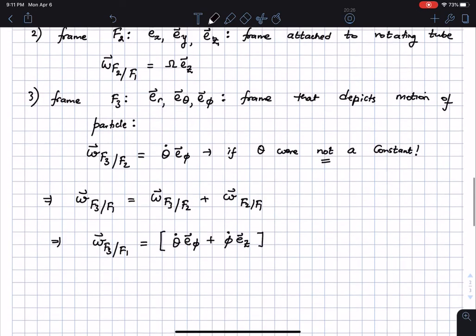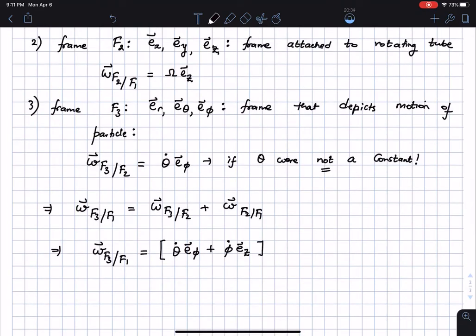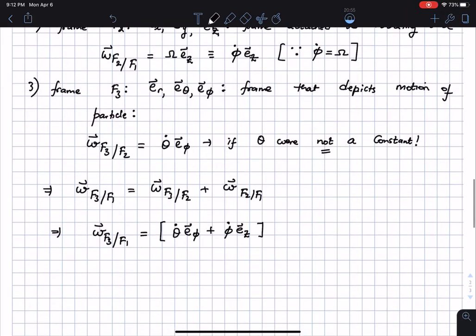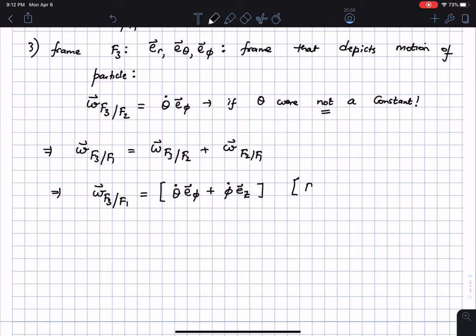You can notice here that phi dot is actually going to be equal to omega, which means that I can essentially say that this statement here is phi dot in the EZ direction, and this is because phi dot is equal to omega. So this is the reality of the situation here. I have all these frames, and this is the angular velocity of the frame. This is assuming that theta is not fixed.